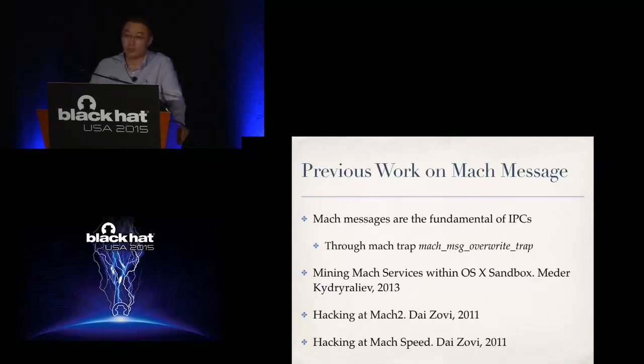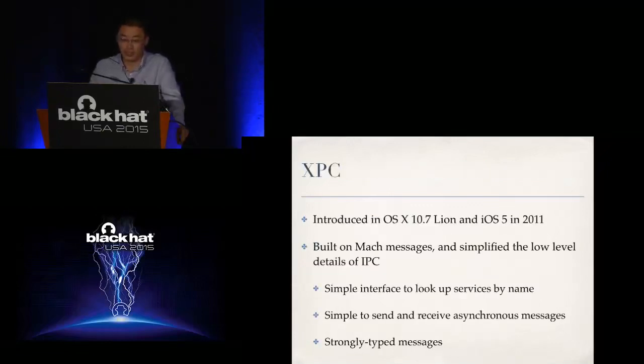Compared with Mach messages, XPC is a relatively new IPC mechanism on macOS and iOS. It was first introduced in macOS 10.7 and iOS 5 in 2011. And actually, XPC is built on top of Mach messages. It's just a kind of wrapper of Mach messages, but it significantly simplified the low-level details of IPC. In other words, XPC APIs provide a very simple interface to look up services or connect to services only by name.